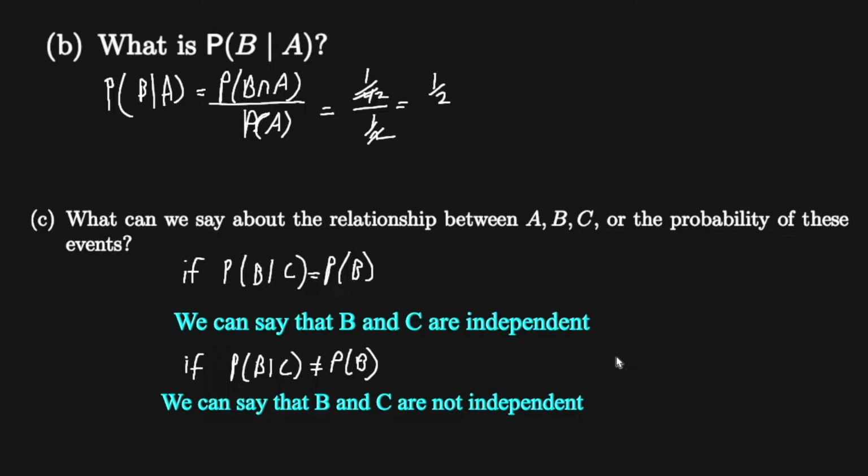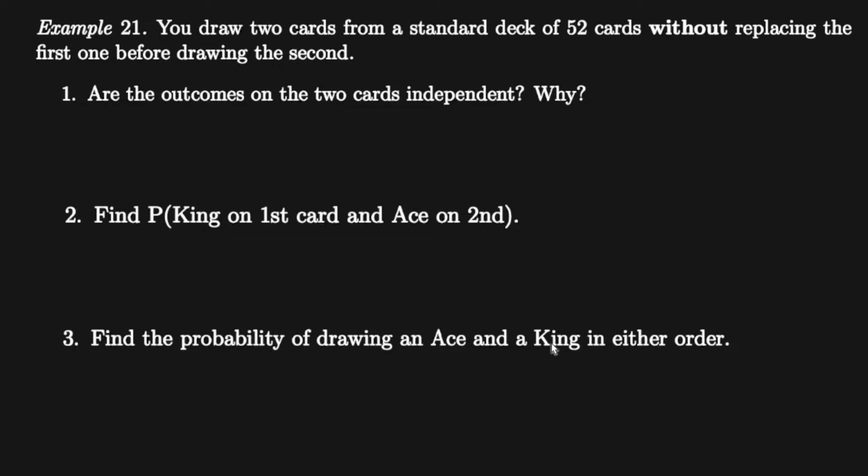For C, it says, what can we say about the relationship between A, B, C, or the probability of these events? So here, if the probability of B given C is equal to the probability of B, then we can say that B and C are independent. If the probability of B given C doesn't equal the probability of B, we can say that B and C are not independent. So we got to keep this in mind. Move on to example 21.